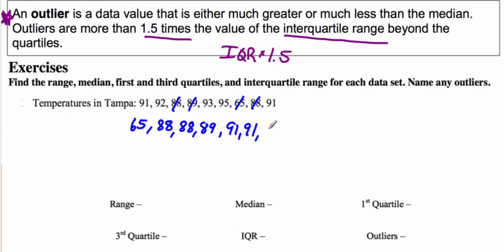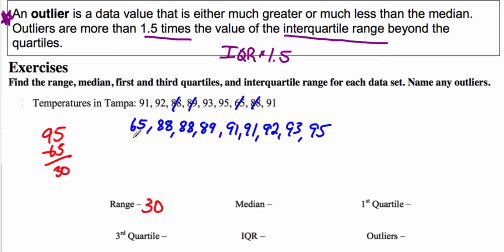So first step, like all of our problems, is put our data in order. Do we have it all? 2 91s, 92, 93, 95. Yeah, we're good. Okay. So now we have to find the range. So he's going to start off by subtracting 95 minus 65 to give us an even 30. So knock out the easy one.